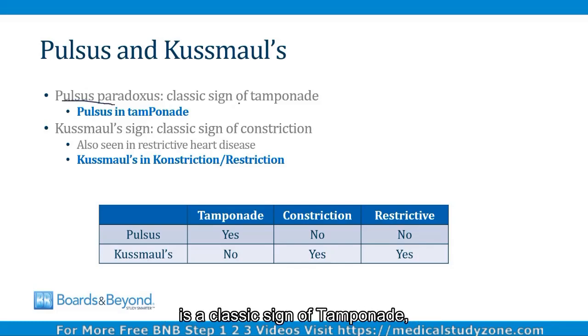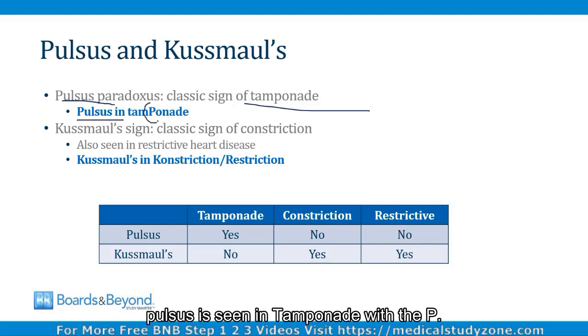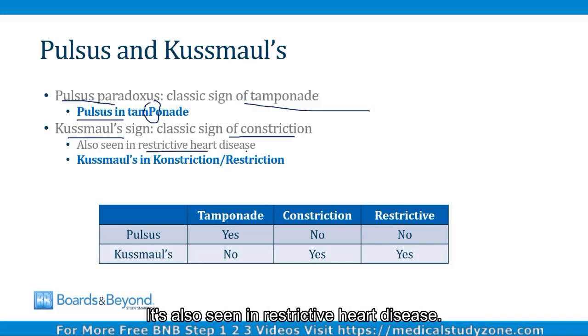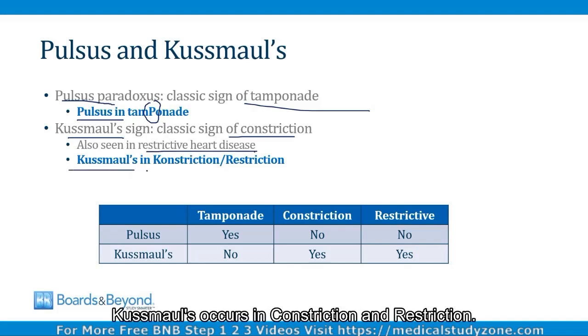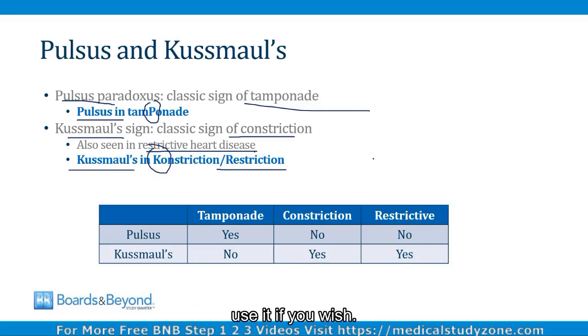Pulsus paradoxus is a classic sign of tamponade, and you can just remember that pulsus is seen in tamponade with the P. Kussmaul's sign, on the other hand, is a classic sign of pericardial constriction. It's also seen in restrictive heart disease, so you can remember that Kussmaul's occurs in constriction and restriction. This is my own little trick here. Use it if you wish.